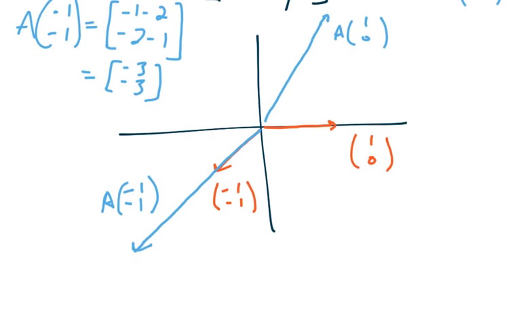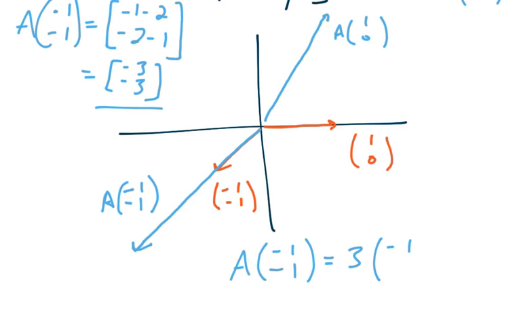Looking at this, what this tells us is that A takes the vector -1, -1, and it keeps its direction the same, right? This blue vector overlaps the red one entirely. All it did was change its length, and it changed its length by a factor of 3. All right, so what we just discovered here is that A of -1, -1 is equal to 3 times -1, -1.